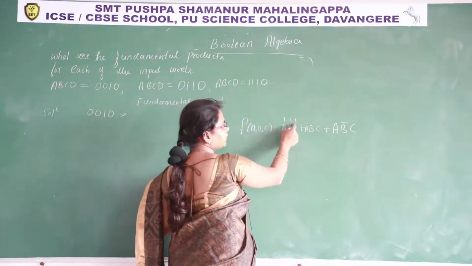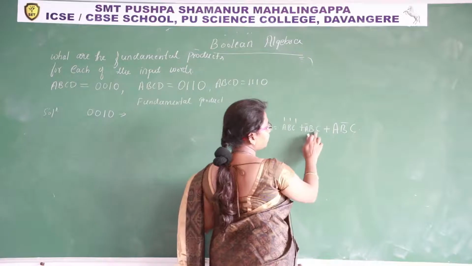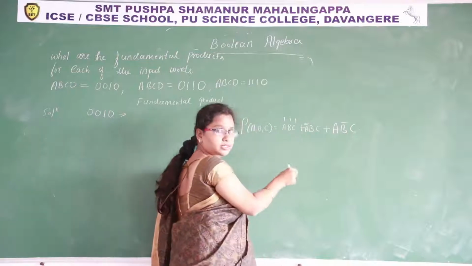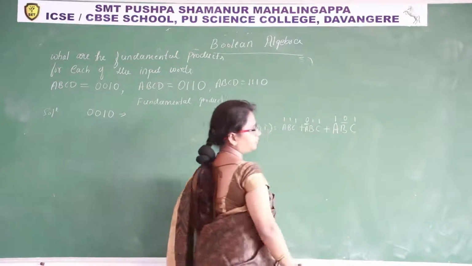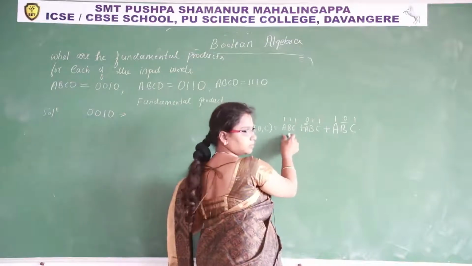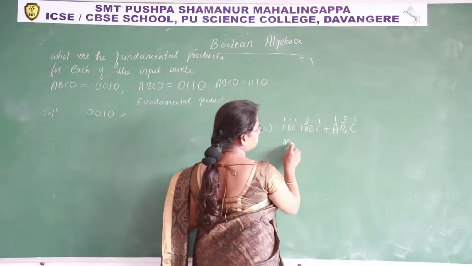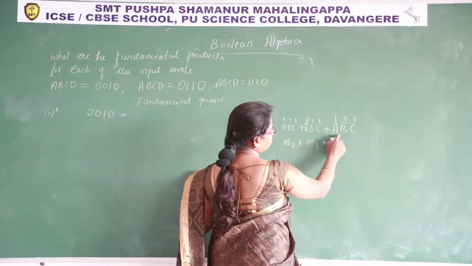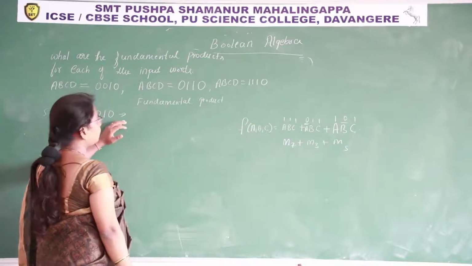For A, B, C, there is no complement here, so it gets value 1. And A bar B C, A bar means there is a complement. So in fundamental products, barred variable gets value 0, so 0, 1, 1. Here 1, 0, 1. Okay. So in 3-bit binary we call it M7. How to represent the fundamental products? Small letter M: M7 plus M3 plus M5. Now we shall write the fundamental products here.